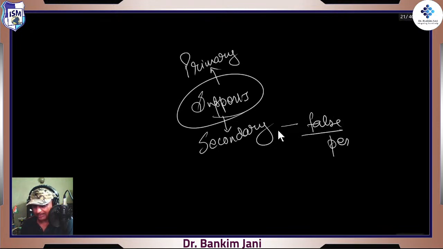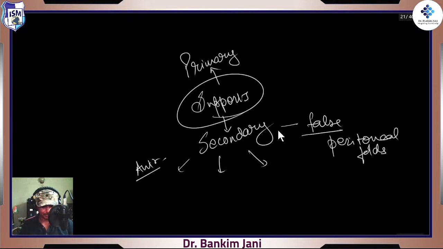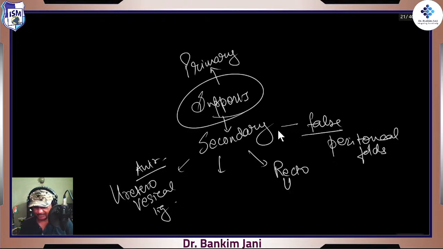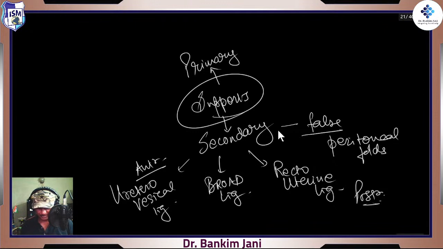Otherwise, false means we said that they are peritoneal folds, right? Peritoneal folds, they are useless. Which were they? Immediately, we said the one in the anterior, what was the name of that fold? Uterovesical, related to the bladder. Posteriorly, it was the rectouterine fold or ligament. Let's make him happy by calling it a ligament, but otherwise they are of no use. And then there was the broad ligament, again a loose one, not giving any good powerful support, correct?